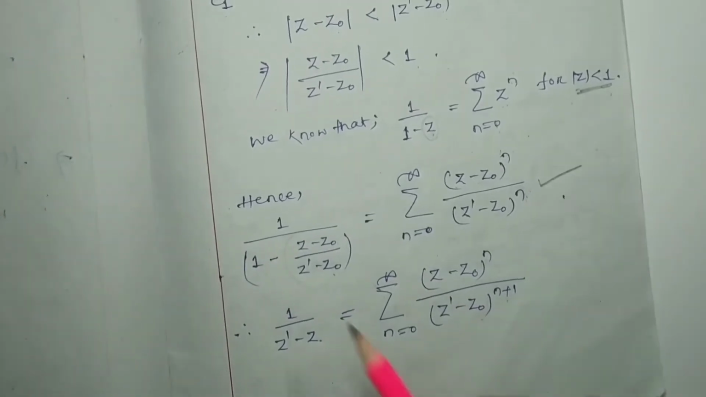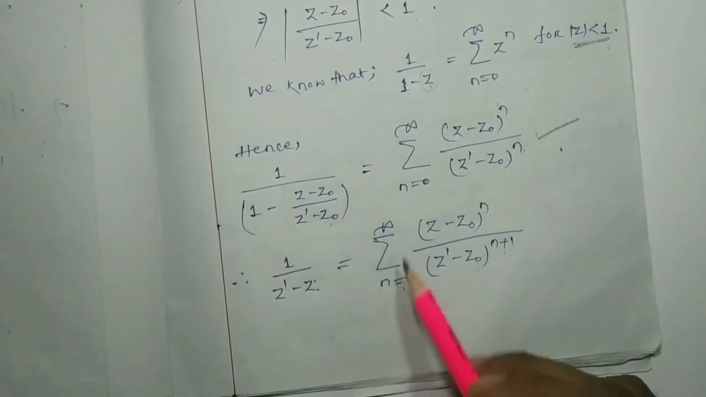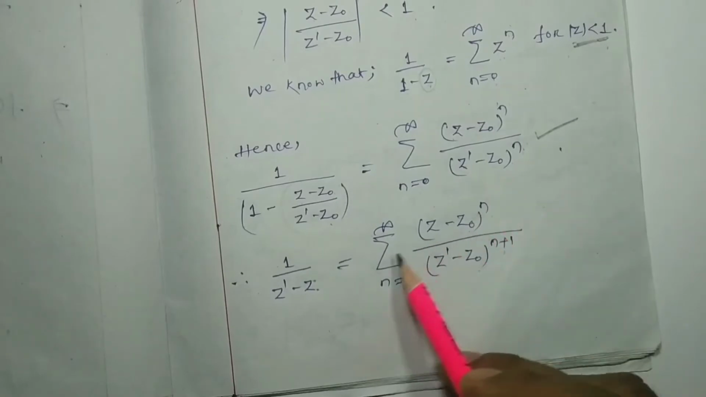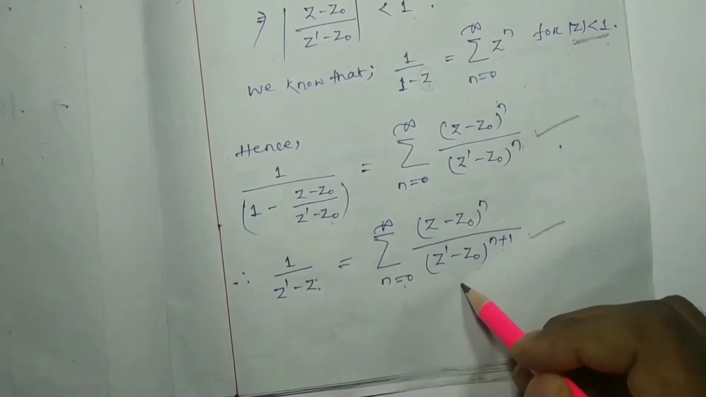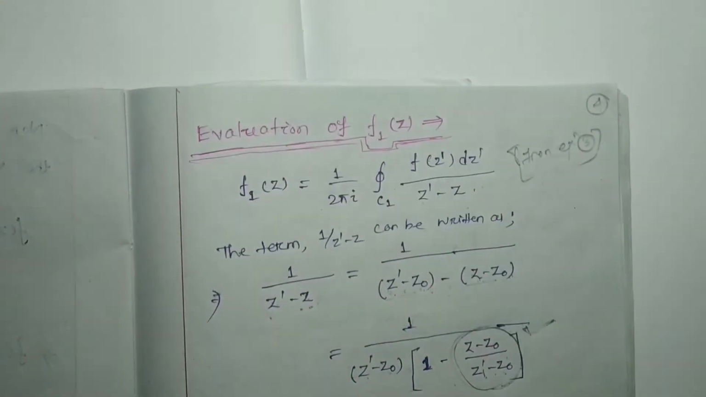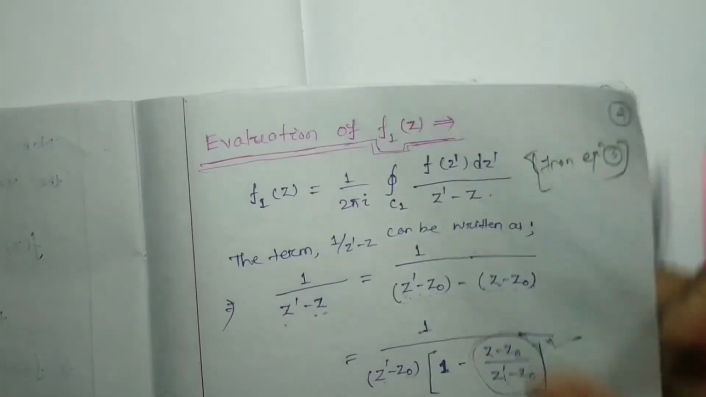So we found 1 by z dash minus z is the summation over n equal to 0 to infinity (z minus z0) to the power n by (z dash minus z0) to the power n plus 1. Now we have to put this one over here. Now your f1.